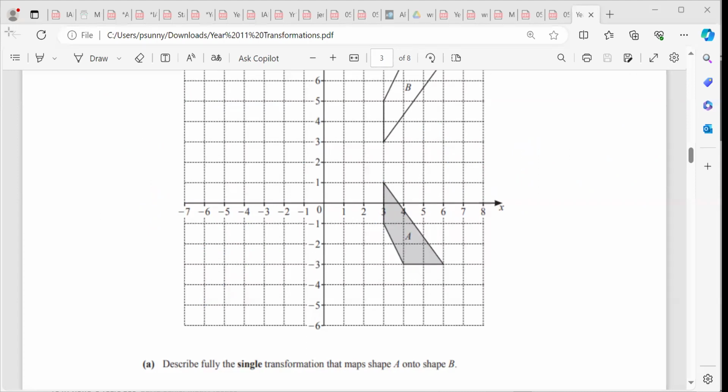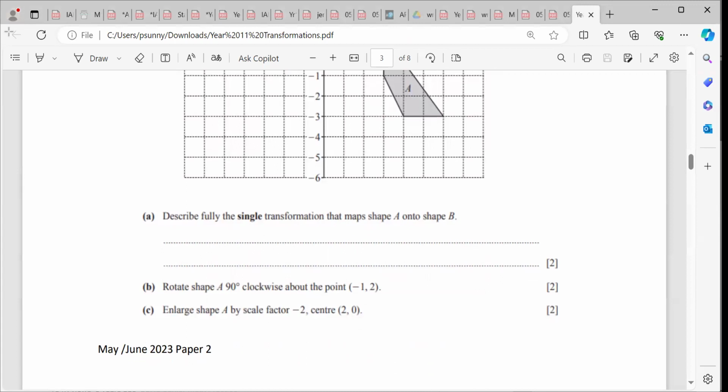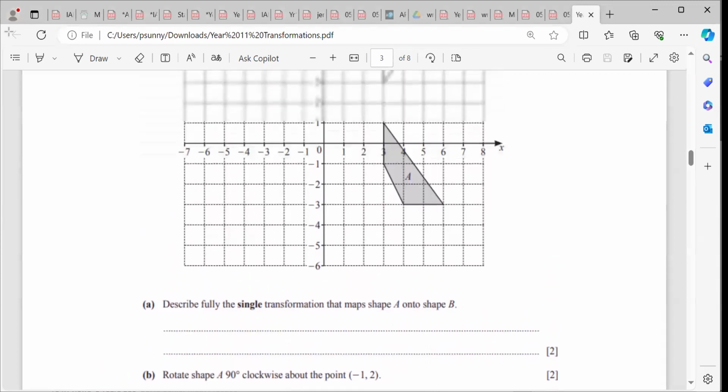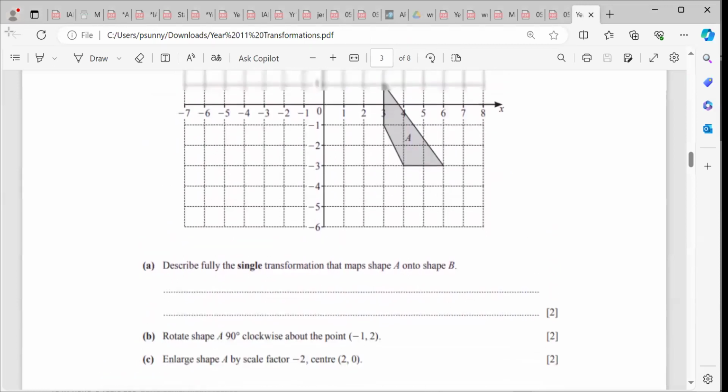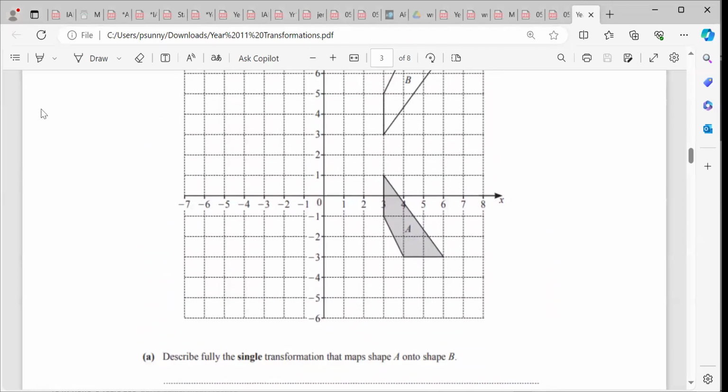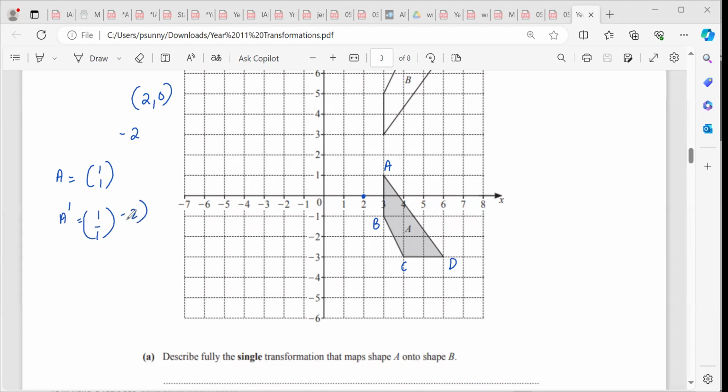Now the next part here, enlarge shape A by a scale factor minus 2, center 2 comma 0. So the center is given as 2 comma 0 and the scale factor is minus 2. 2 comma 0 means this is the point here. Let's label again A, B, C, D. To get A, we need to move 1 towards right and 1 up. So 1 and 1.